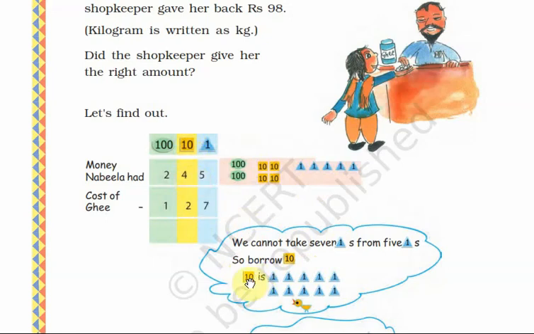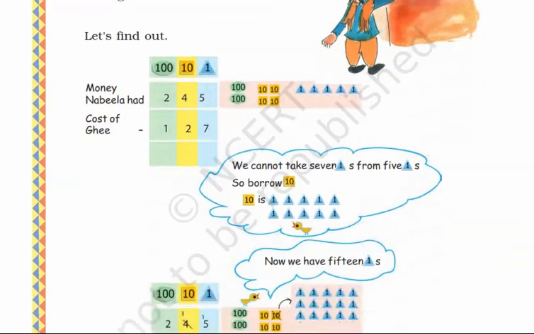So 1 ten means how many ones? 1 ten means 10 ones. So we can see 1 ten here written as 10 ones. 1, 2, 3, 4, 5, 6, 7, 8, 9, 10. So we have borrowed 1 ten, otherwise 10 ones, from there. So how many ones do we have now? Now we have 15 ones. How? We already have 5 ones here. We have borrowed 1 ten from here, that is 10 ones. So total 10 plus 5, we have 15 ones. Count this one. This is 15 ones here.